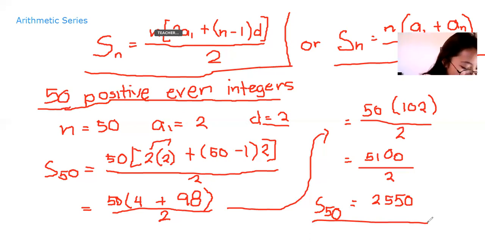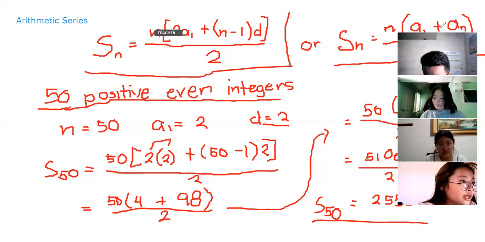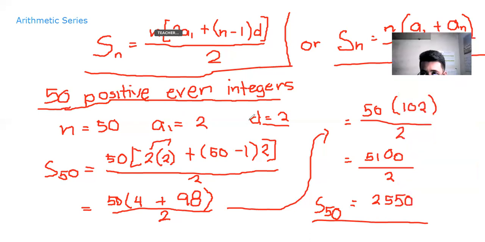Ako po. Paano po nakuha yung first term natin at common difference natin? Okay. Sa book kasi hindi in-state yung common difference. Kunyari, ang first term niya, given na talaga, first term niya is 2. Ano ba nakalagay sa atin? First 50 positive integers. Kung ang unang positive integer natin is 2, what is the next positive even integer natin?